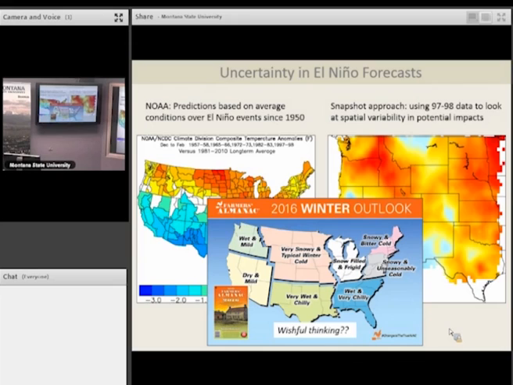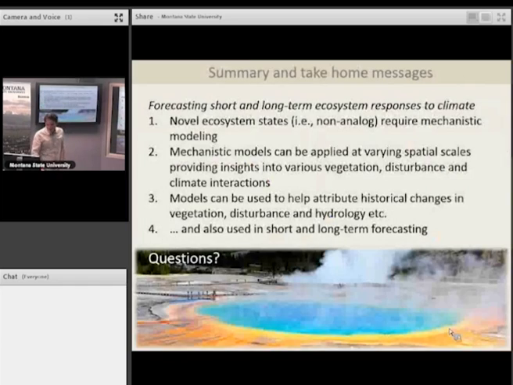So to summarize, hopefully we've given a survey of the different approaches that we're using in the group, using these process-based ecosystem models to look at short and long-term climate impacts on ecosystems. To save time, I'll just leave this up here. I think we have about 5 minutes or so for questions or discussion. So, thank you.